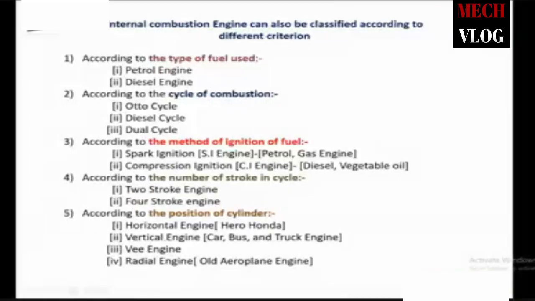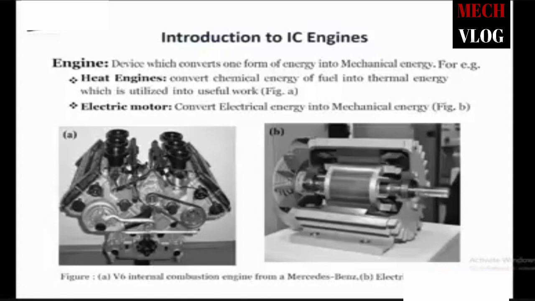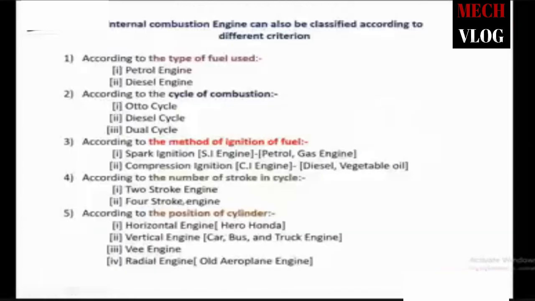According to the position of cylinders, it can be classified into 5. The first one is horizontal engine, already used in Hero Hondas, and the second one is vertical engines, used in cars, buses, and truck engines. The third one is V engine. We already discussed V engines; this figure A shows a V engine. The fourth one is radial engines, used in old aeroplane engines.